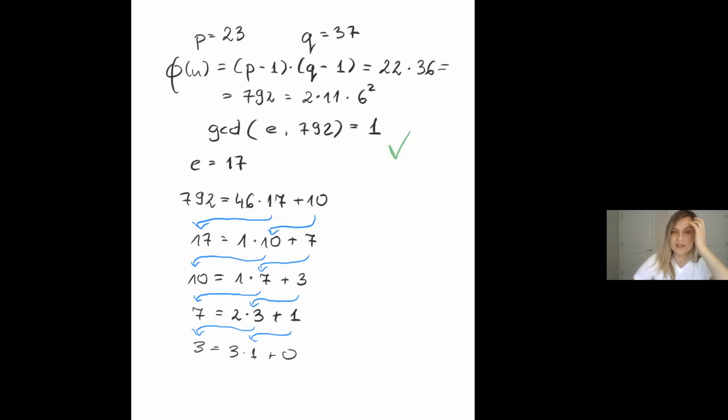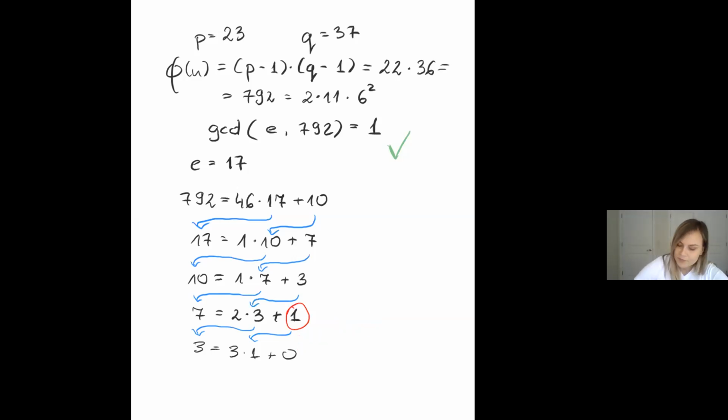This confirms that the greatest common divisor of 792 and 17 is really 1. The last remainder before 0 is the greatest common divisor of 17 and 792. So this is the Euclidean algorithm. Now we need its extension. I will have to clean this because I will not have enough space.